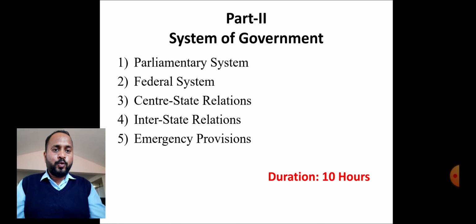Coming back to part 2. Part 2 is the system of government. Around the globe various governments are working, in n number of countries. How is the government system? In India we have a parliamentary system, and one more is the federal system. In the 3rd chapter we'll talk about center-state relations, and in the 4th chapter we'll talk about interstate relations and emergency provisions. For this the duration is 10 hours.